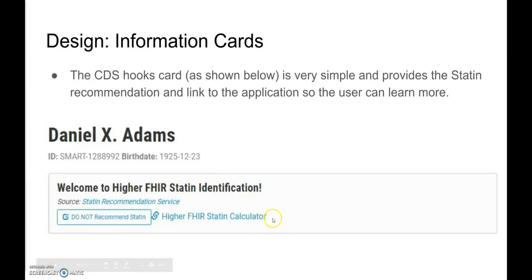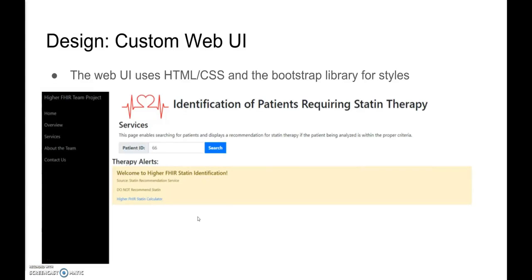This is a snapshot of the CDS hooks card that would be shown to a physician using an EHR. It is very simple and provides the statin recommendation and link to the application so the user can learn more. The custom web user interface uses HTML and CSS with the Bootstrap library for styles.